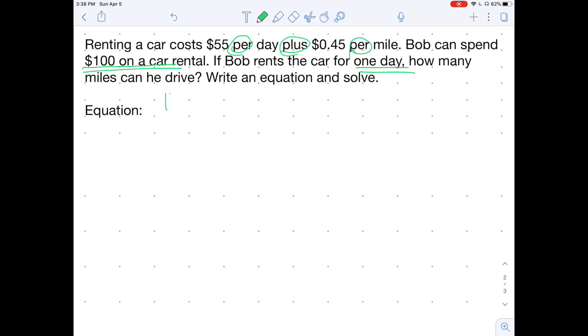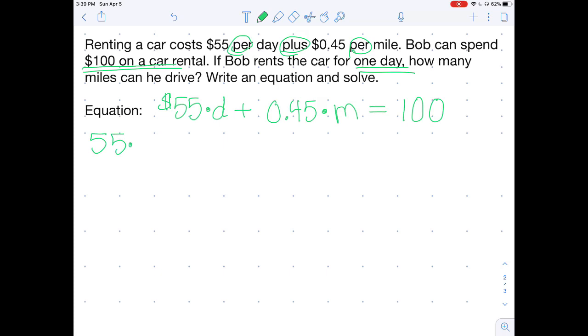So usually our equation would be $55 per means multiplied, so times the number of days, plus 45 cents per means multiply times the number of miles. Okay, but Bob, we know, is only going to spend one day. So when we go to solve this, we can change our variable. Bob can spend $100 on the car rental. So the total can't be more than 100. So it has to be equal to 100. So let's try and solve this.